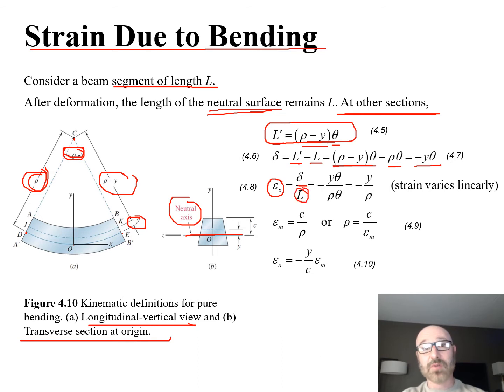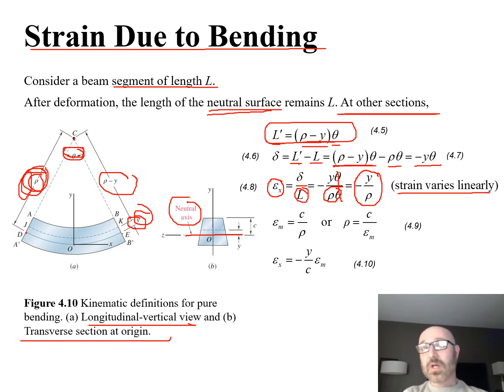We have a definition for L again, that's that rho theta right there. We can plug that in now, and we reduce this down and simplify. We can see our thetas cancel, and what we're left with is our epsilon, or our strain in the x direction, is equal to negative y over our rho value. Again, this is our y value and this is our rho value. And this tells us that strain is going to vary linearly.